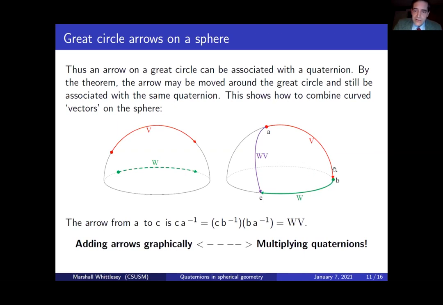vector V is rolled around so that its endpoint is where rolling around W to where its starting point is, then V has quaternion BA inverse and W has quaternion CB inverse. And when you multiply those two together, the B inverse B cancels and you get CA inverse, which is a quaternion associated with a vector that starts out at A and ends up at C. Okay, so there's a direct correspondence between adding vectors and multiplying the quaternions associated with them.